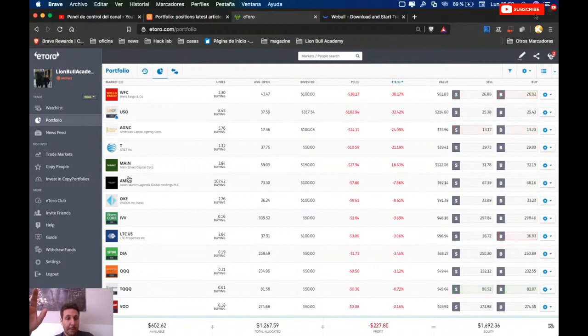AML also does not give us a good entry. USO is closer to 25, where it will be a good entry to take a good position in USO. For the rest, everything is okay.